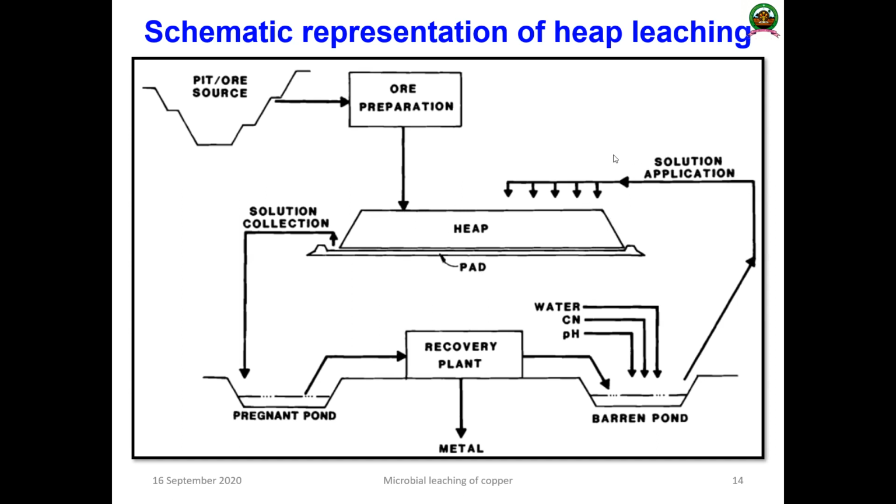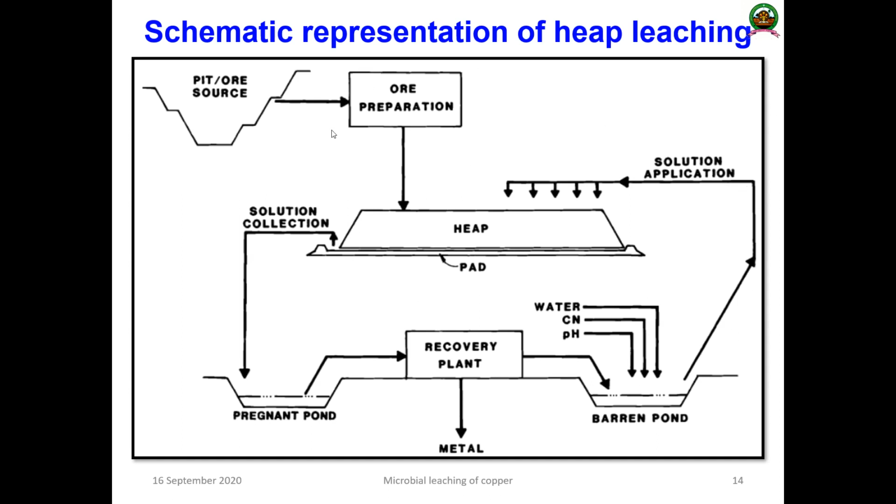Then the application of dilute sulfuric acid in the form of a sprinkler. Okay, and the heap will be leached. Actually, that solution, the pregnant solution, along with the copper sulfate and iron sulfate, will be collected. Then this is a pregnant pond, and it will be sent to the recovery plant where the metal will be extracted. Then later the barren pond, where pH, carbon, nitrogen and water content are adjusted, and the unleached solution will be recycled to the process.